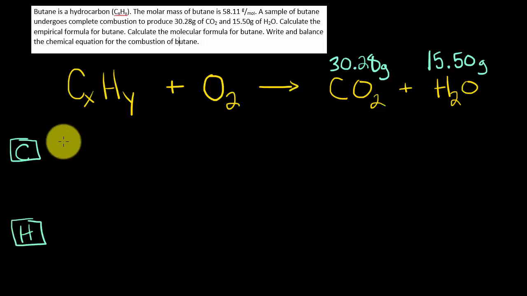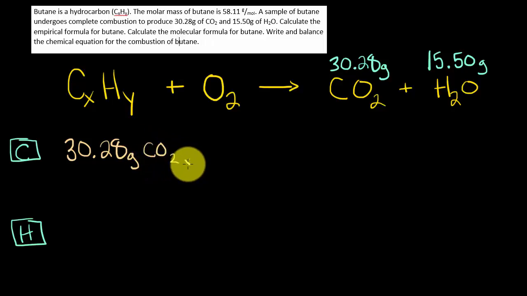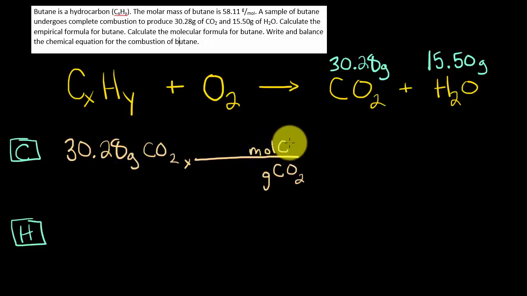So let's pick a different color here and start working on it. We're given 30.28 grams of carbon dioxide, CO2. The first thing we want to do is convert to moles. Oftentimes in chemistry, if you want to convert anything, you almost always have to go to moles. To get to moles of just carbon, we need to first convert to moles of carbon dioxide. For that, we need the molar mass of carbon dioxide. So we want to know how many grams of carbon dioxide are in a mole of carbon dioxide.